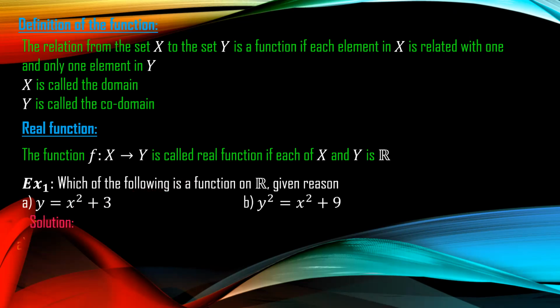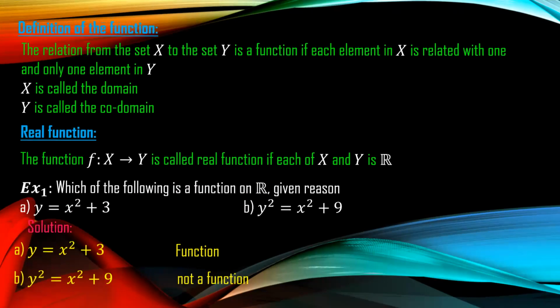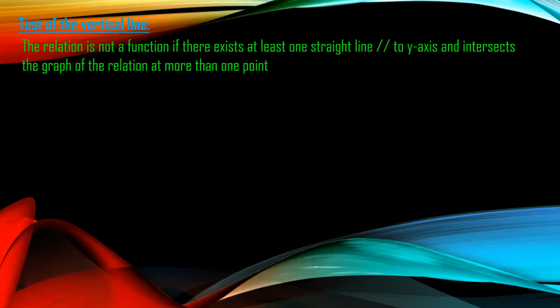The first rule, y equals x power 2 plus 3, is a function because for each value of x, we have only one value for y. But the second rule is not a function because for a value of x, we have two values of y. If we substitute x by 0 in this relation, we get y power 2 equals 9. By taking the square root, the value of y equals positive or negative 3.